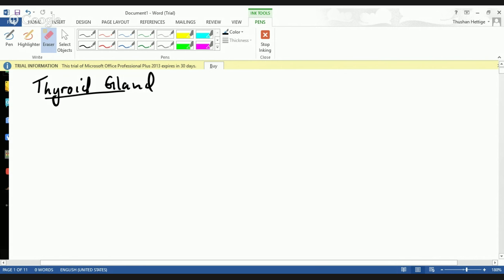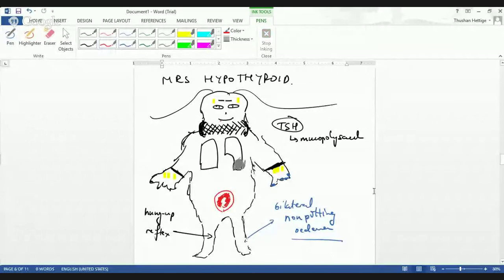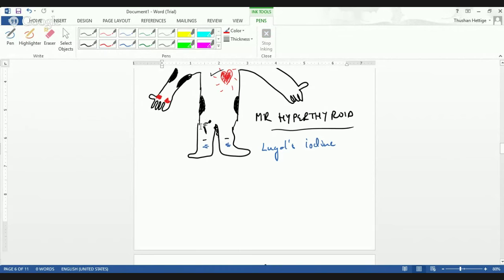Now, antithyroid agents, amiodarone and lithium, remember? They can cause hyperthyroidism, but they can also cause hypothyroidism as well. Okay. Now, I actually missed something. I knew I missed it. Why did I draw a bone there?